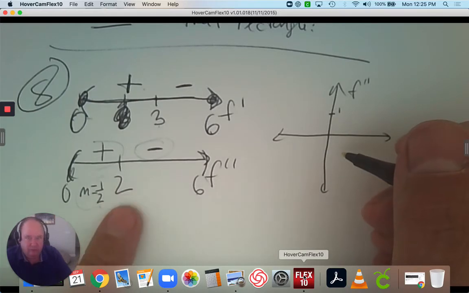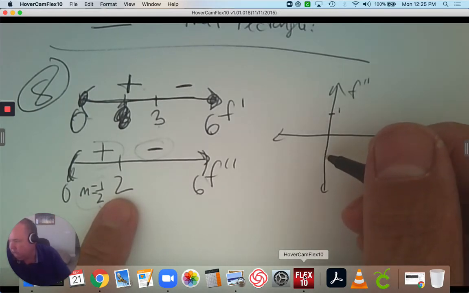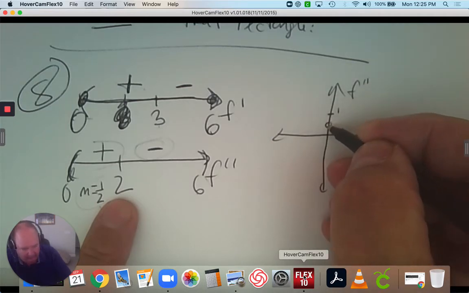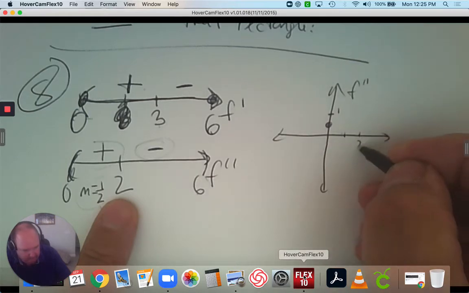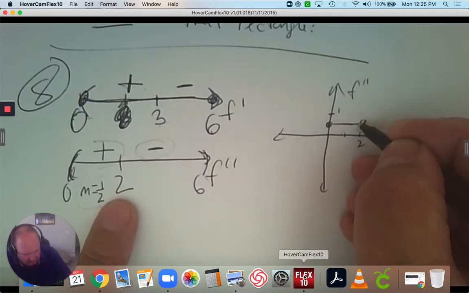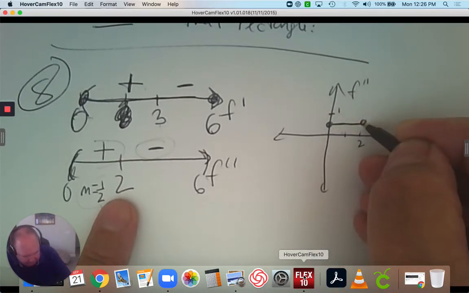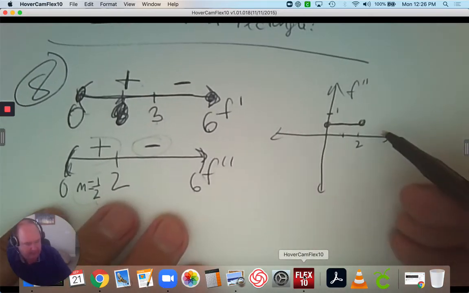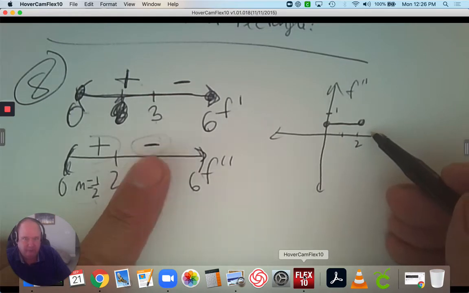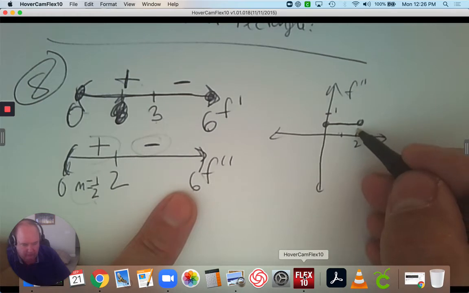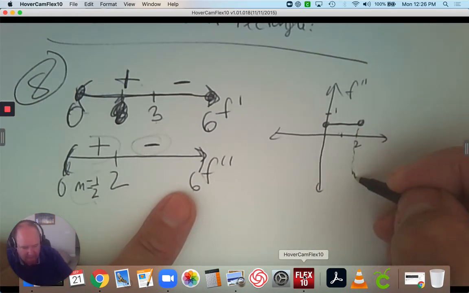And at 2, it's undefined. So it either can be a hole or an asymptote, however you want to see it. So right here at 1/2 and 2, between 0 and 2, this is going to be a hole right here because of the sharp corner or cusp. It's 1/2 all the way through. And then it's going to go below from 2 to 6. It's below. So we're going to do a little asymptote here too and show that it's below.